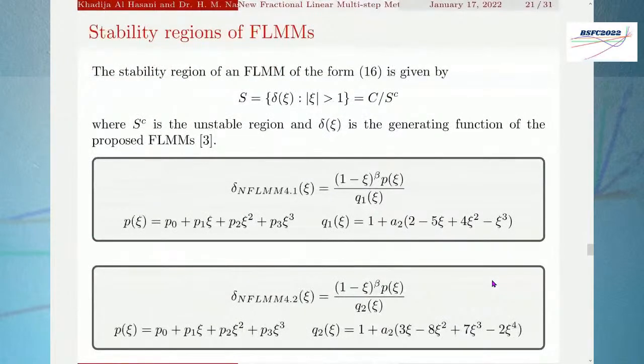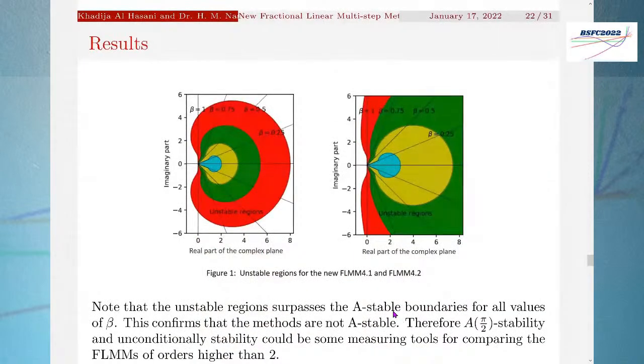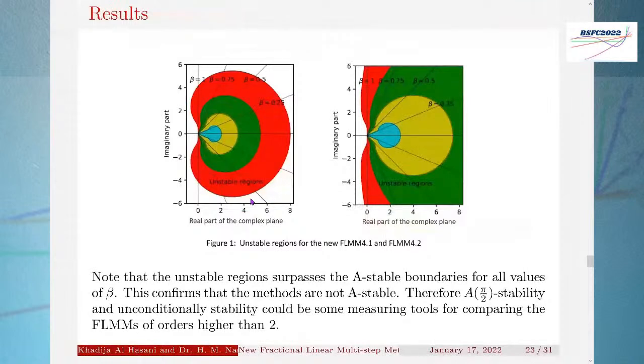So the stability region of the fractional linear multi-step method of the form in 16 will be given by this region, where S of C is the unstable region, and this delta of psi will be the generating function of the proposed method. And here is the generating function of the first new proposed method, and this is for the second new fractional linear multi-step method. So to show the stability region, we draw the stability region of our proposed method.